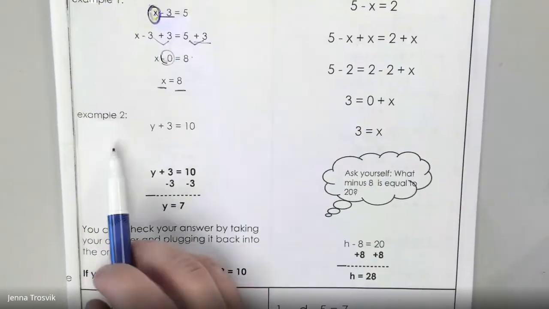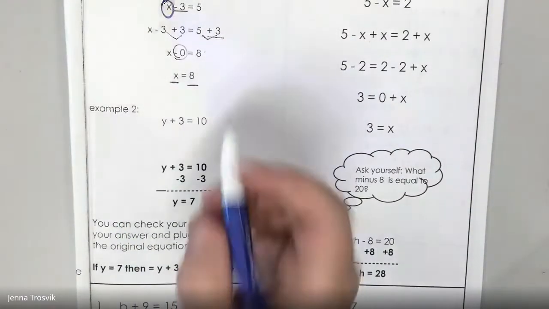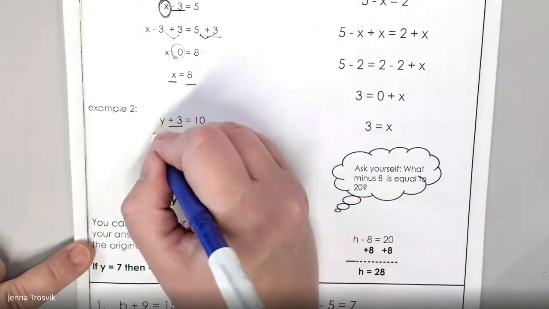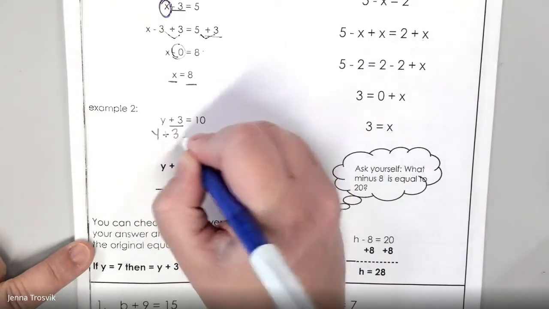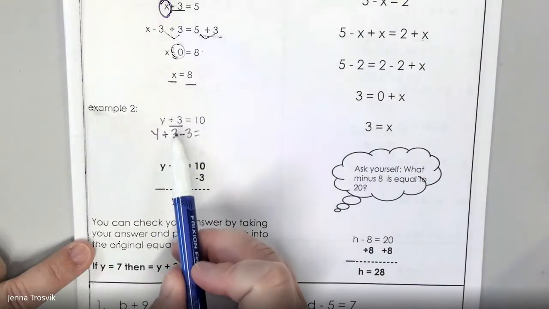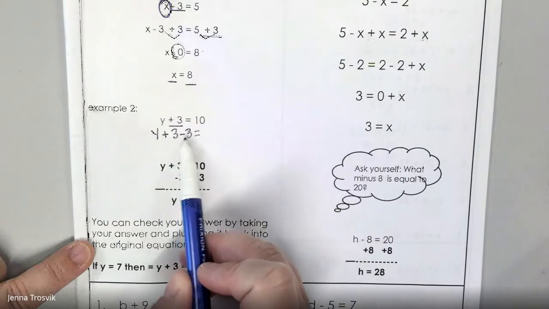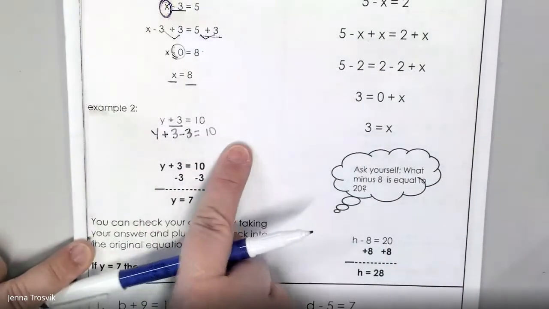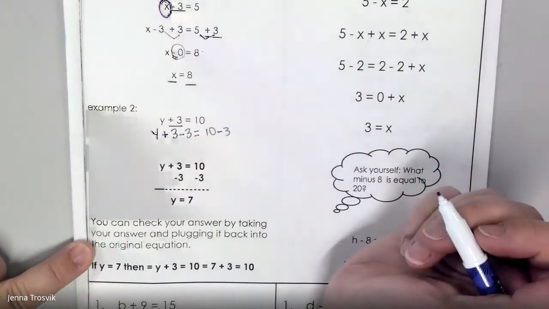Down below, example number 2. This time we have a variable plus 3 equals 10. So instead of adding, we are going to subtract. So we're going to take y and we're going to take 3 away. So we have plus 3 and then we're going to take 3 away. So y plus 3 is my original equation. If I want y by itself, I have to take 3 away from 3, so I get 0. What I do to one side of the equal sign, I have to do to the other. So I'm going to take 10 and take 3 away as well.